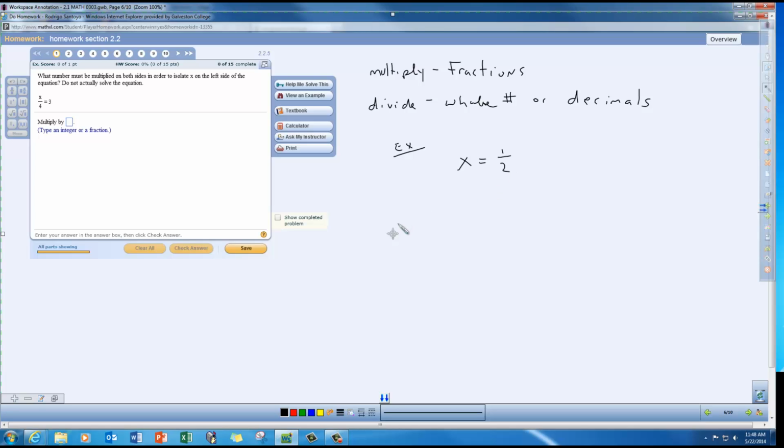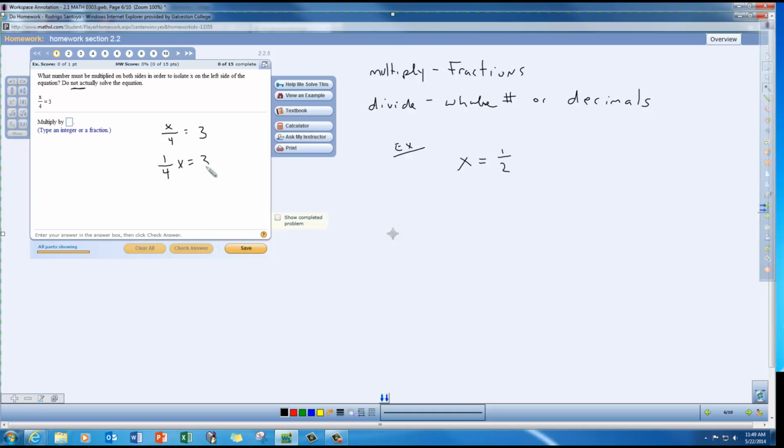on the other side. So the first couple of problems tell you what number is to be multiplied in order to get x by itself. And they do not want you to solve the equation. So they just want you to figure out what number you are going to multiply. So one thing that I want you to note here is the coefficient in front of that x is in reality just a 1. So this is just really 1 over 4.